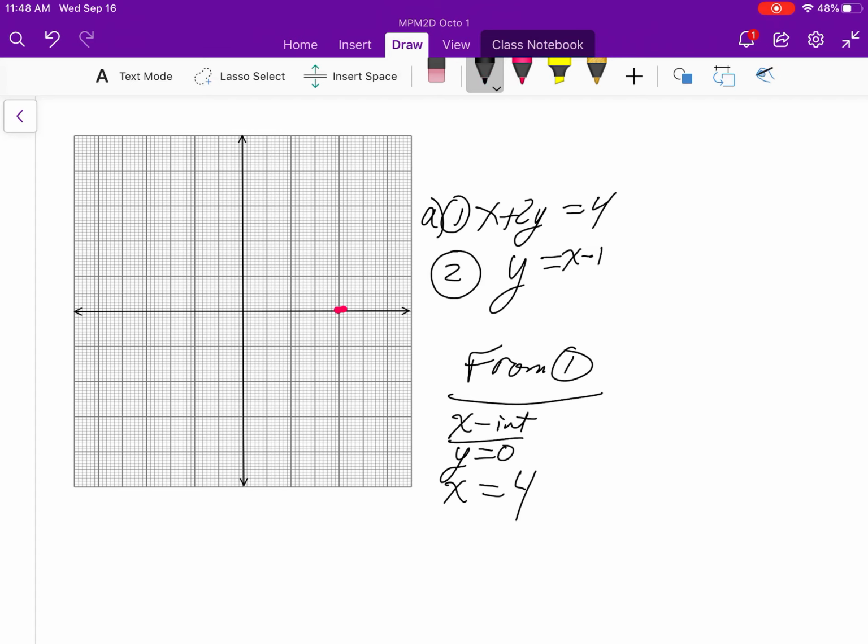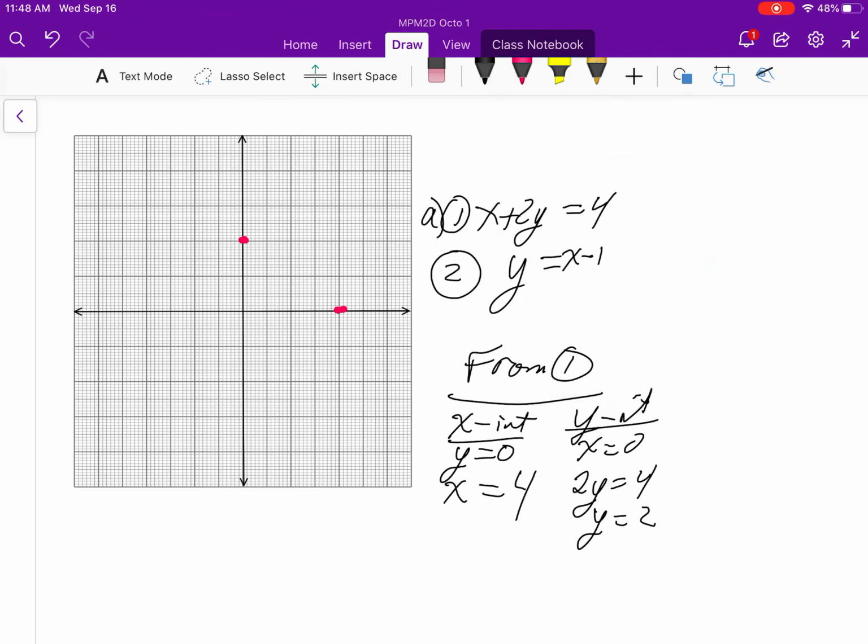The next thing is we need the y-intercept. The y-intercept means that x is equal to 0, so we substitute that in for x, and we're left with 2y is equal to 4. When we solve for y, we get y is equal to 2. So again, we can plot that point on our graph.